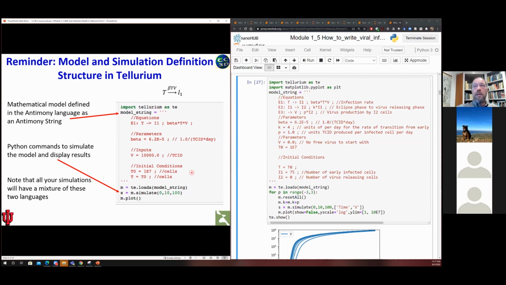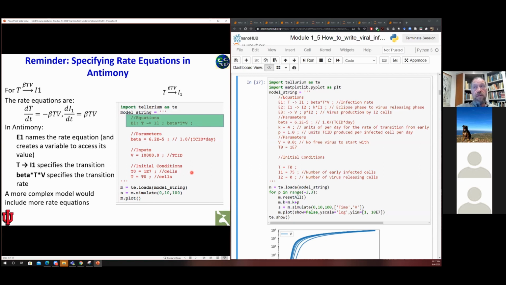Okay. The key thing again in Tellurium is going to be specifying rate laws, and in this case, we were specifying the rate of infection. T goes to I1, rate beta times T times V, and that's really all there is to it. One thing you have to remember is that if you have T goes to I1, that rate term is going to show up in two equations with mass balance.